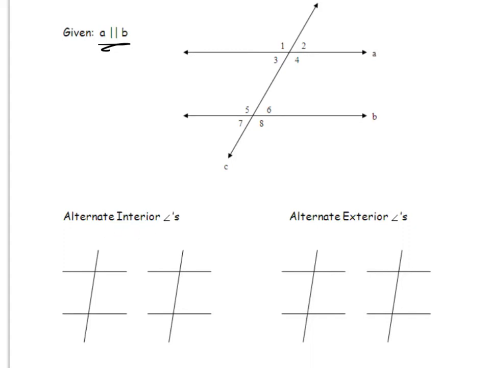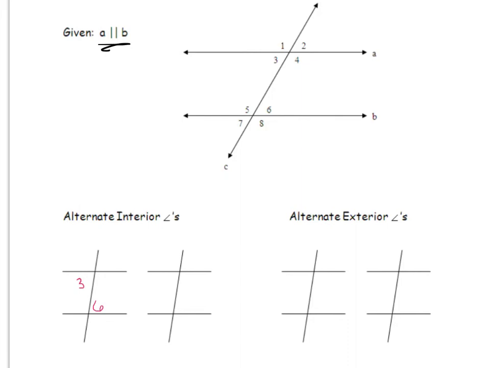So if you take a look at just this picture in general, the interior angles, or the angles on the inside, are 3, 4, 5, and 6. These are on the inside of what my figure is, or what these lines and the transversal create. So if I want alternate ones, one on one side, one on the other side, our first set that you should see are 3 and 6. 3 and 6 are on the inside, but they're on alternate sides of my transversal. So 3 and 6 are going to be alternate interior angles.